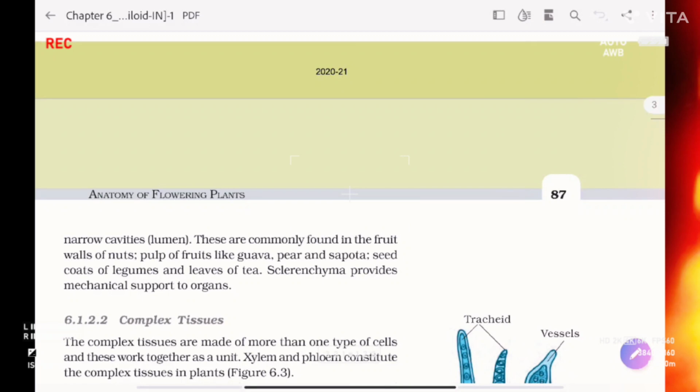These are commonly found in the fruit wall of nuts, pulp of fruits like guava, pear, and sapota, seed coat of legumes, and leaves of tea. Sclerenchyma provides mechanical support to organs.